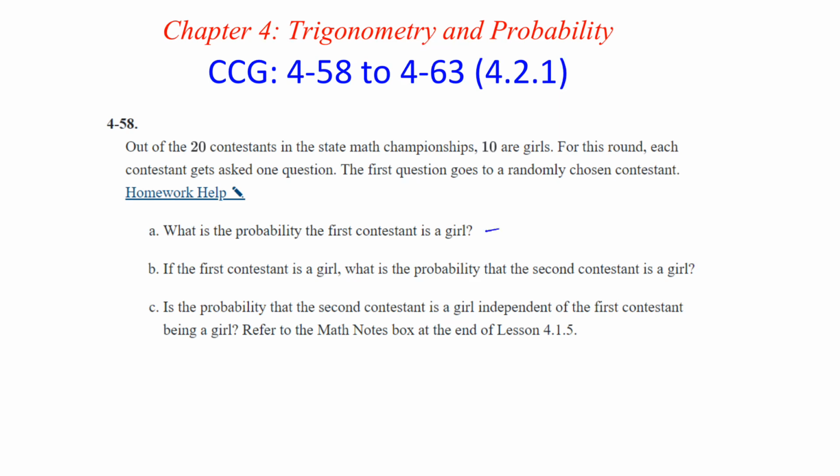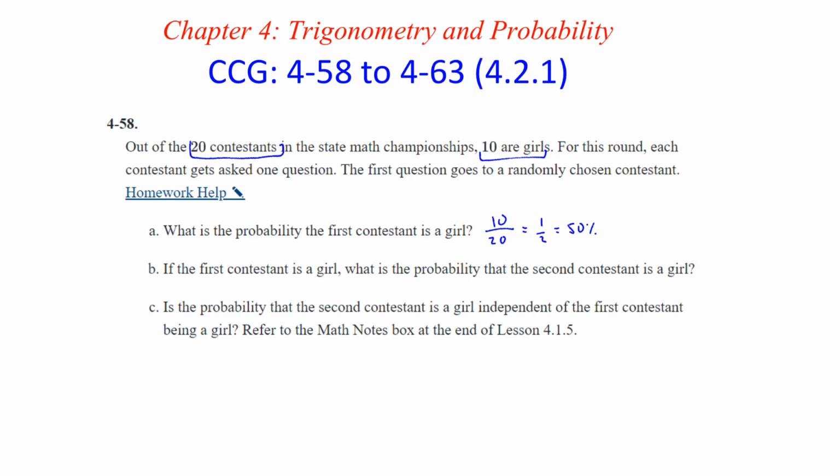Well, how many contestants do we have? What is that sample space? There are 20 contestants in the championship. So out of 20 possibilities, there are 10 that are girls. So 10 out of 20, you could reduce that to 1/2 or even write it as a percent. There's a 50% probability that the first contestant is a girl.